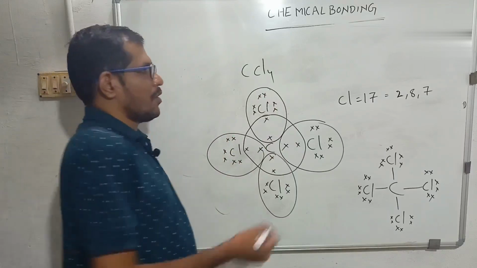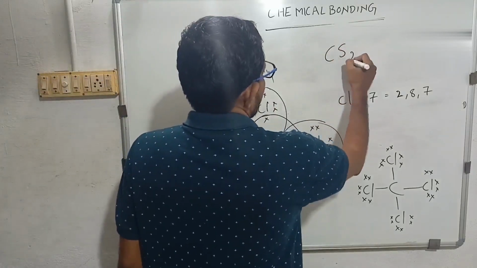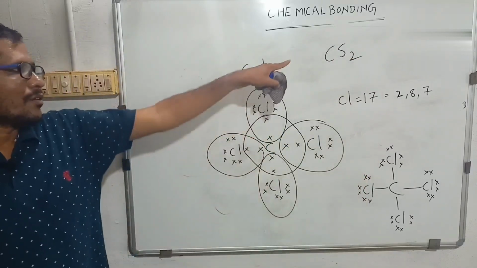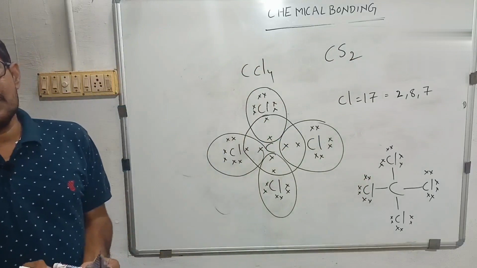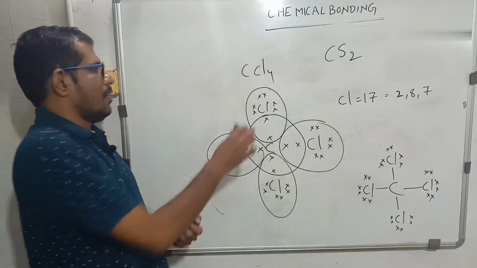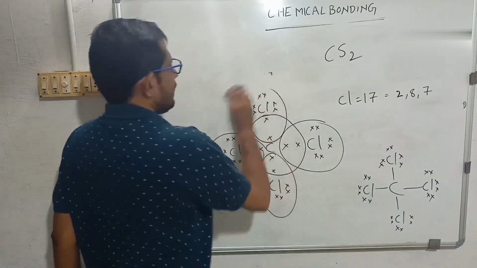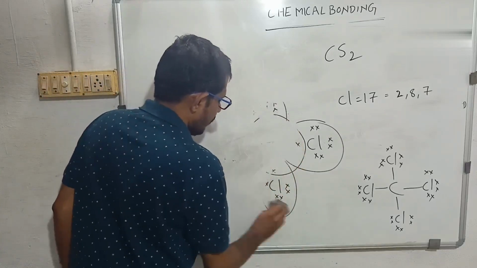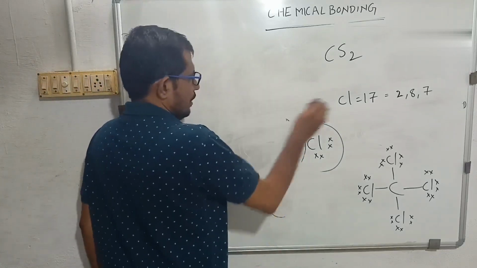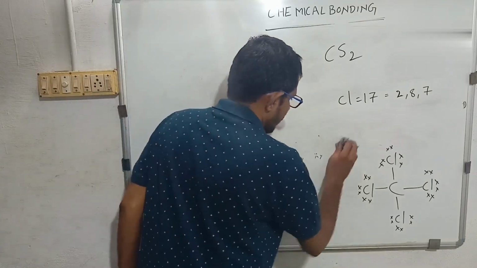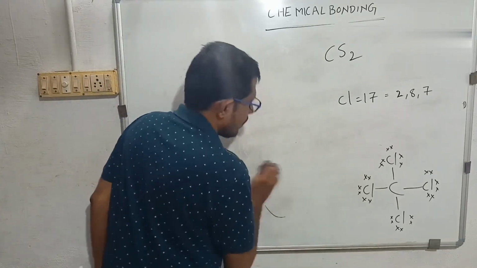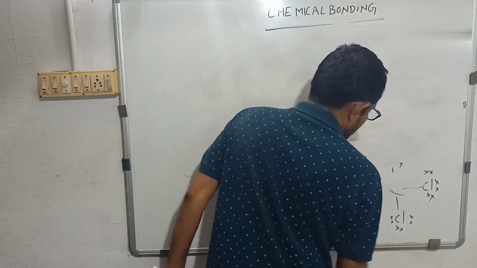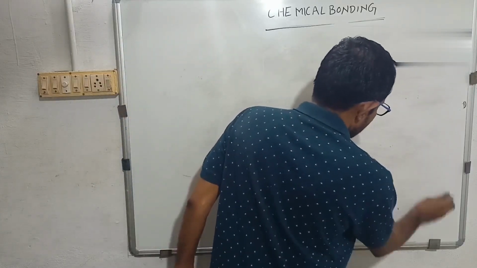I am giving a homework question, so you can do it for CS2. CO2 I have shown you, and you can solve this for CS2, which is carbon disulfide. Now I will explain the properties of ionic and covalent compounds by comparison. I will explain the properties of covalent compounds.